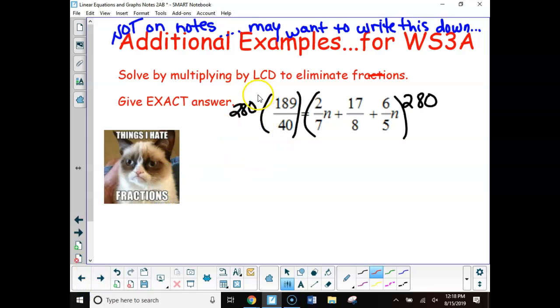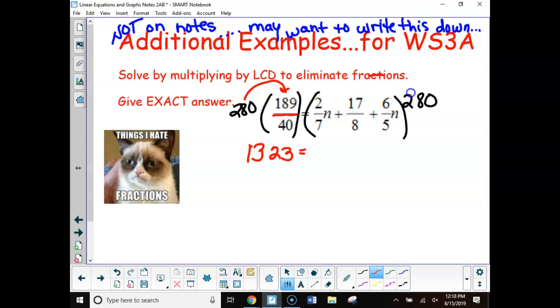Need a calculator? So the idea here is we're going to multiply both sides by 280, which means we have to multiply everything. Now, if I just do 280 times 189, that's going to be a really big number. What do I also get to do? I get to divide by 40, right? So when I type that in, it's 280 times 189 divided by 40, because that fraction bar is just a division. And I get a lovely 1323. And there is no variable on that one.